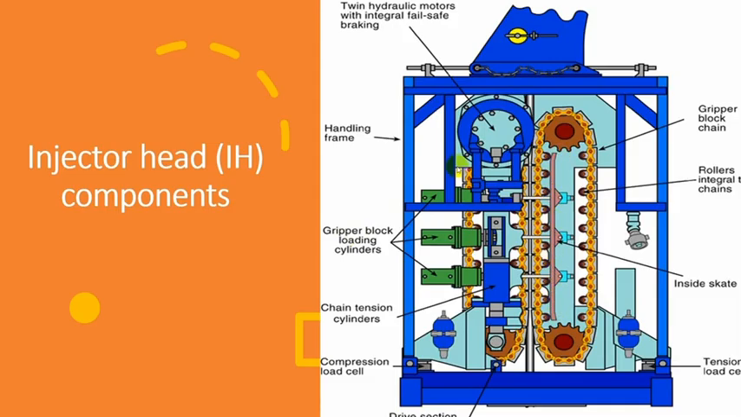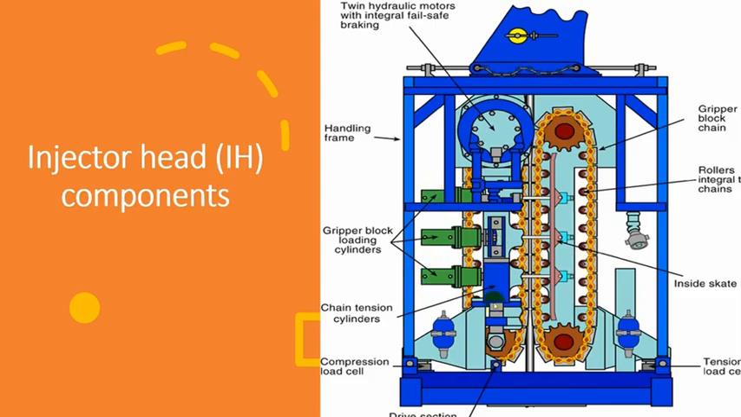So the cycle is as follows. The traction cylinder pushes against the inside skate bar. The skate bar pushes the rollers, and the rollers push a chain which is connected to grabber blocks, and the grabber blocks are connected to the coil tube itself. So this is about hydraulic motors, sprockets, chain, and traction cylinders.